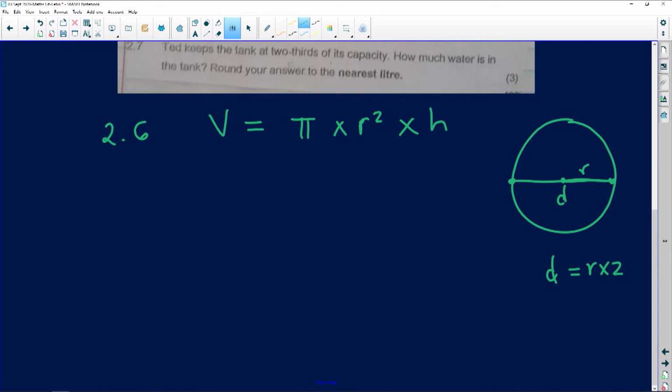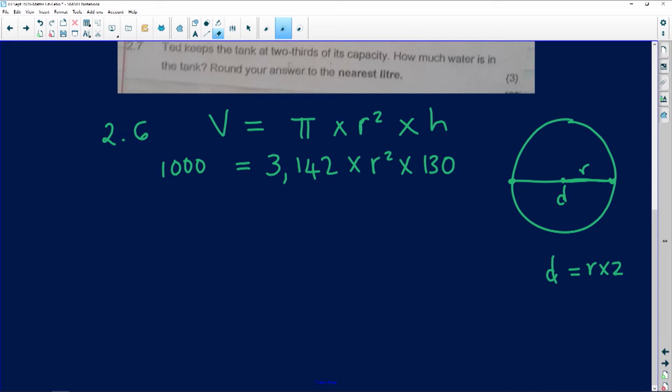We know our volume is 1,000. We know that pi is 3.142. We don't have our radius. That's what we're trying to figure out. And we have our 130 centimeters. I'm not going to write the centimeter out over there. Perfect. Let's manipulate our formula.